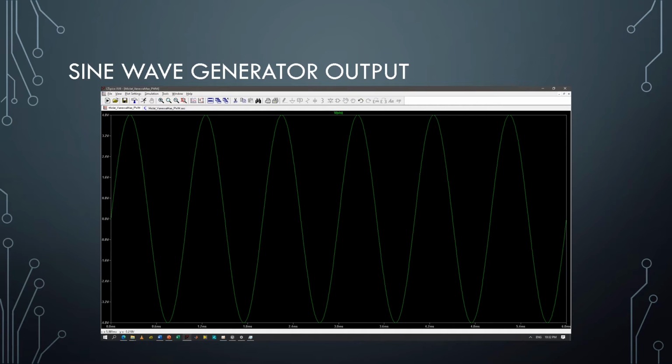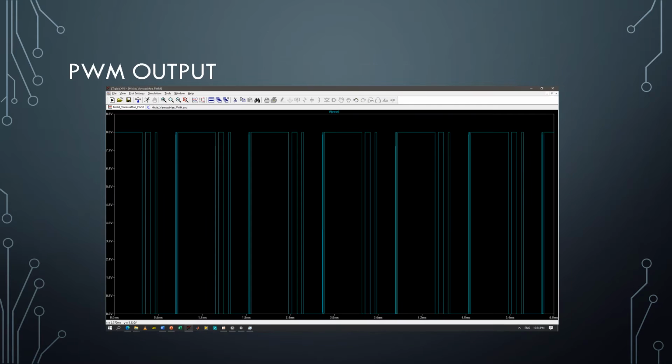And this is the waveform of the sine wave generator. So it's flat because the amplitude of the sine wave is at 0. So it looks like a DC signal. And this is the pulse width modulated signal output.